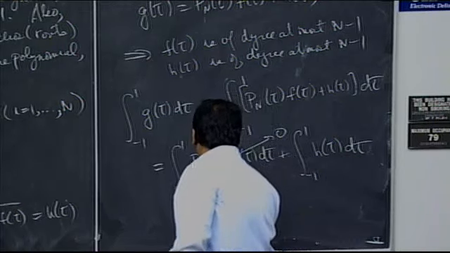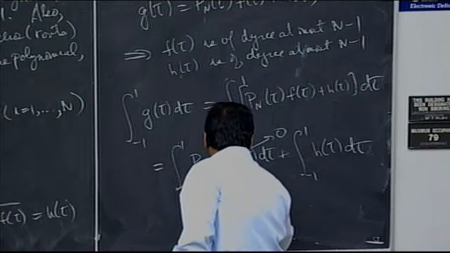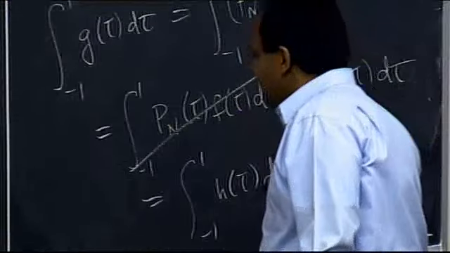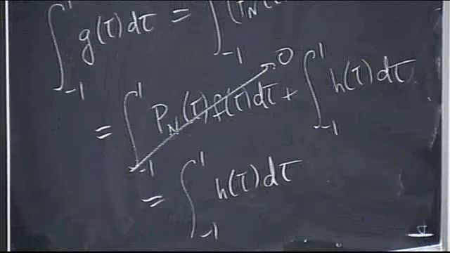So this gives you the integral from negative 1 to 1 of h of tau d tau. Okay? That's the first thing we need to get straight.